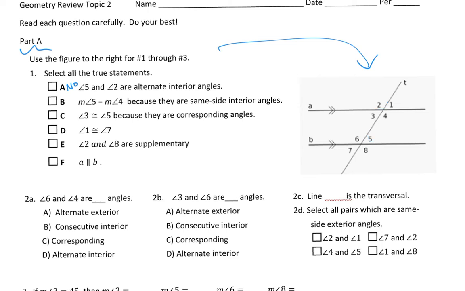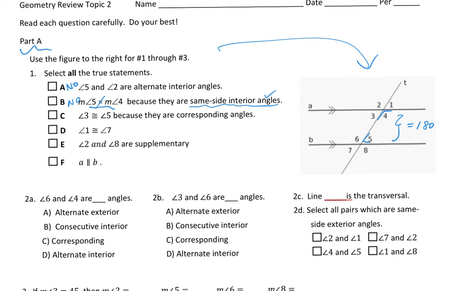Next up says angle 5 and angle 4. It says that they are equal to each other because they're same side interior angles. Even though they are same side interior angles, that's true, they're not equal to each other. Same side interior angles have a sum of 180 degrees. So if I added angle 4 and angle 5 together, it would equal 180. Not equal each other. So that's also no.